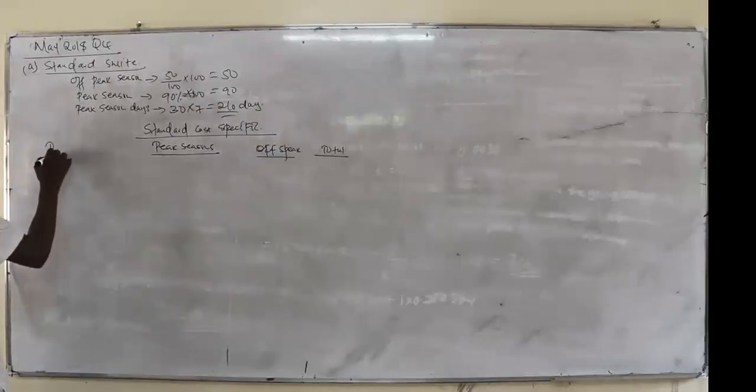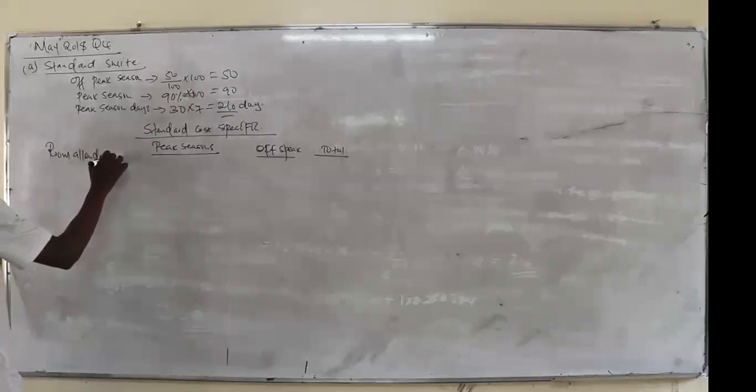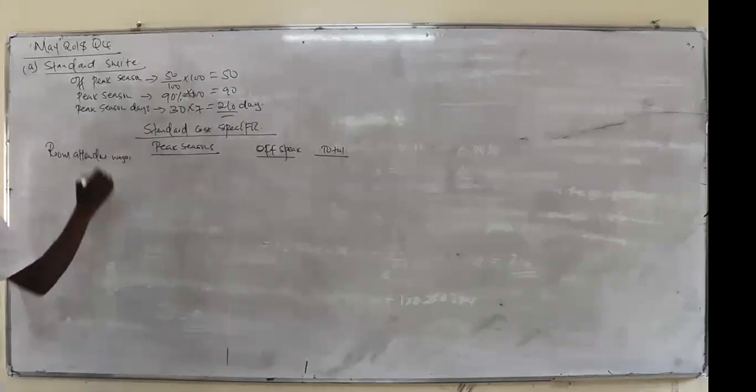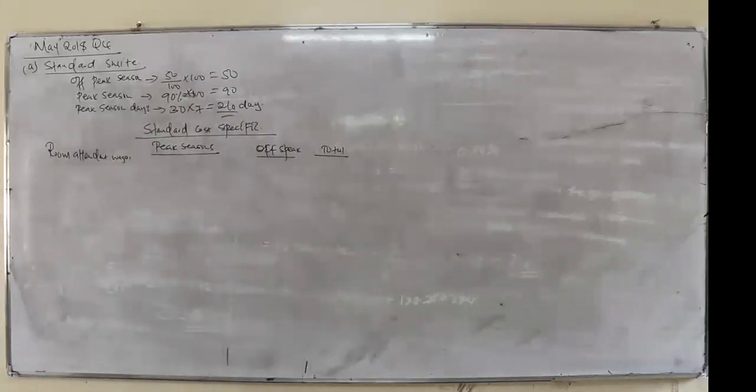So the first cost here that is specific for this, we have room attendant wages. That is the first specific. So how do we get the peak seasons? Peak seasons, we've been told, is 20 shillings per day for room attendant, isn't it?